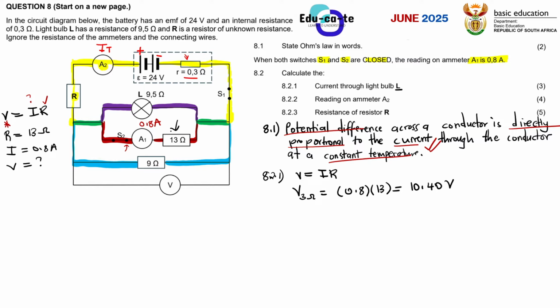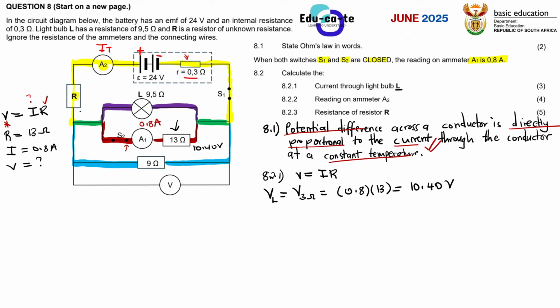So the voltage across this 13 ohms resistor, we now know, is 10.40 volts. And we have said that here we're looking for the current through the light bulb L, and our unknown was the voltage. But the voltage across this 13 ohms resistor is equal to the voltage through the light bulb itself, since they are connected in parallel with one another. So I can say that this voltage through the 13 ohms resistor is the same as the voltage through the light bulb L, because these are connected in parallel to one another.